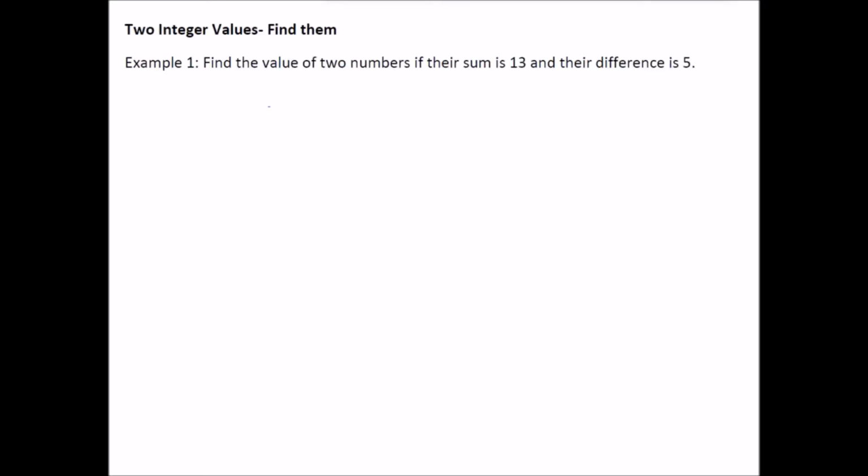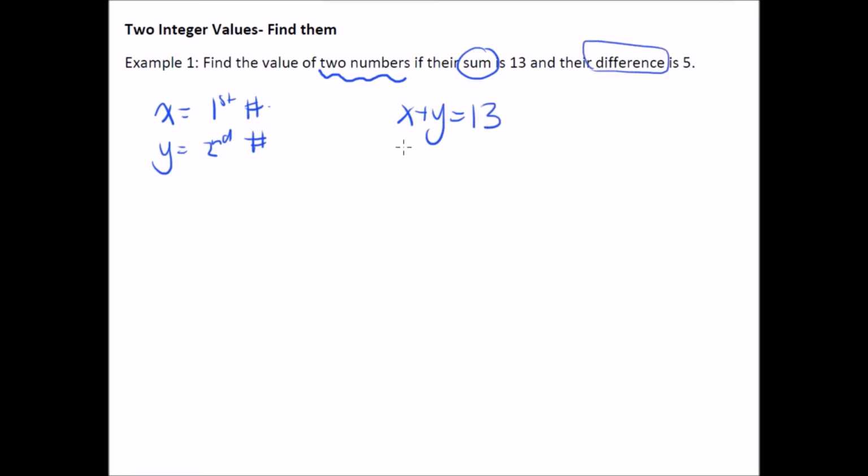Okay, example 1. This is about finding two integer values, okay? So find the value of two numbers if their sum is 13 and their difference is 5. So what we're talking about here is two different numbers. So x is going to represent the first number, and y is going to represent the value of the second number. Okay, so their sum is 13. So when we add them up, their sum is 13. But their difference, okay, when we think difference, we think x minus y is 5. Okay, and we have to solve for x and y.